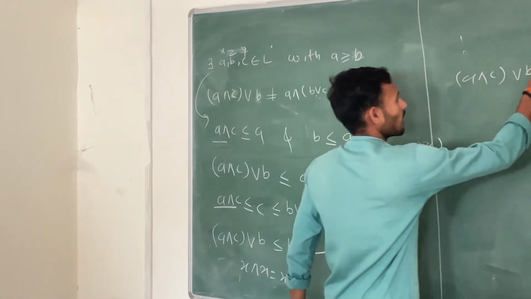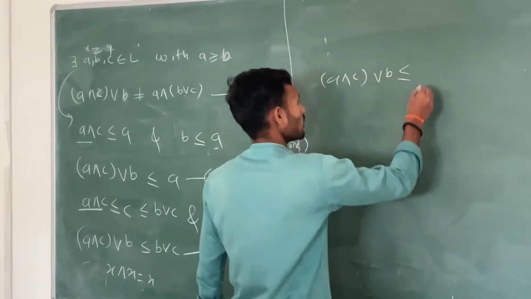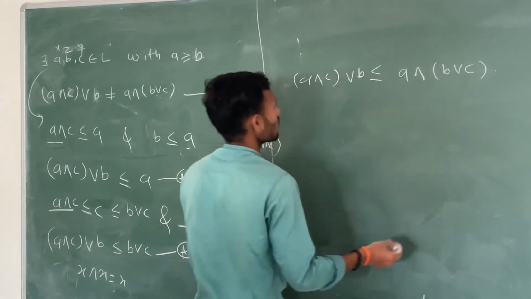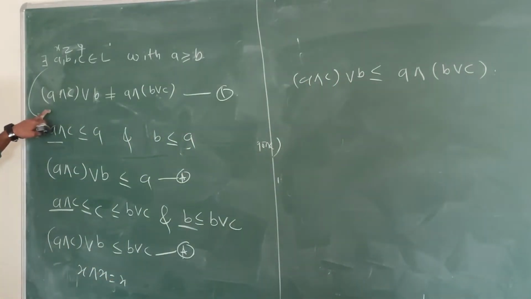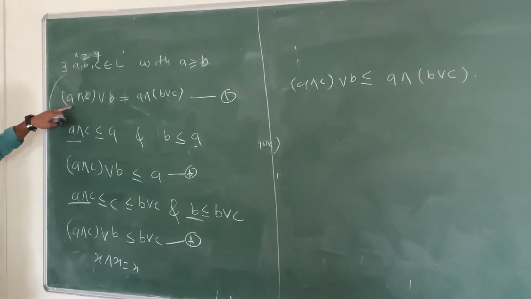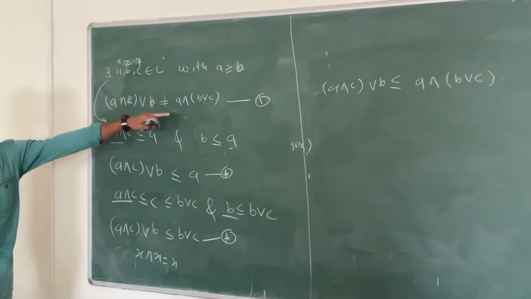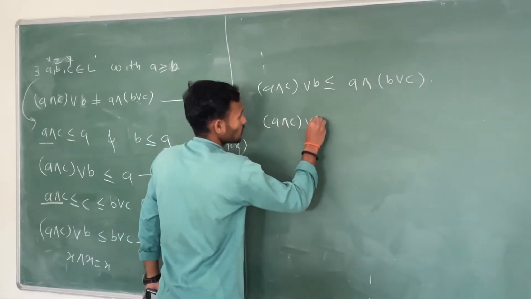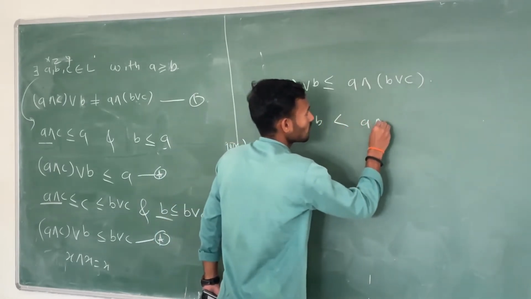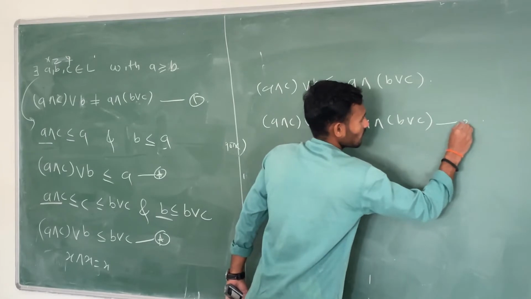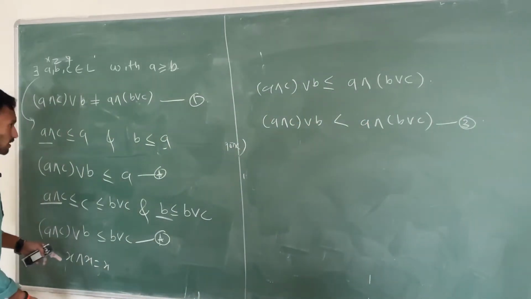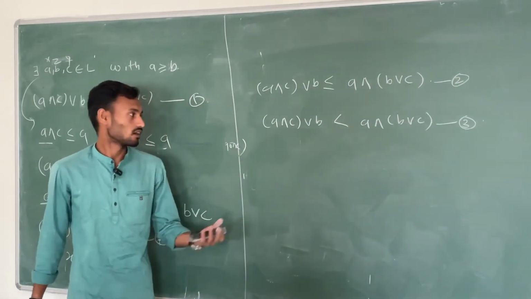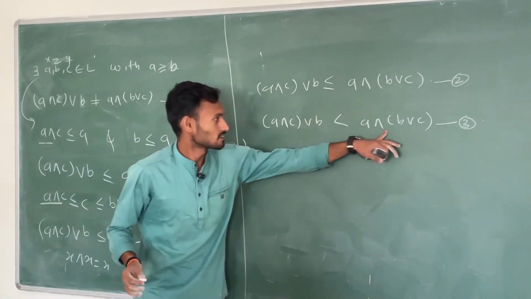And the right hand side will be A meet... Okay, but our first equation says that if A meet C join B is not equal to A meet B join C, then this can be written as A meet C join B is strictly less than A meet B join C. Number this as 3, and I think this number is 2. Now our whole proof is going on this equation.